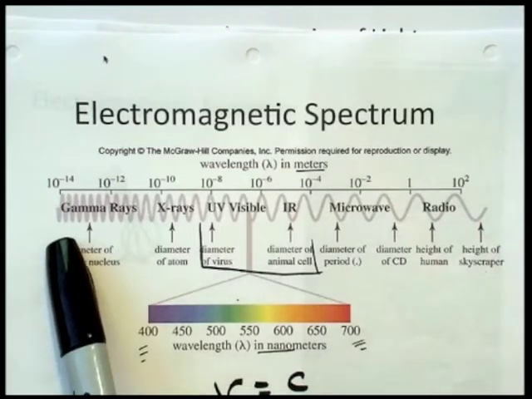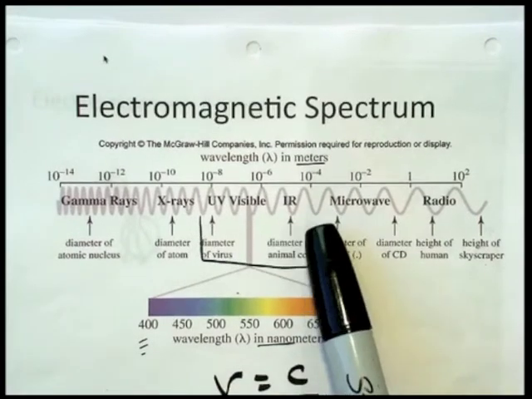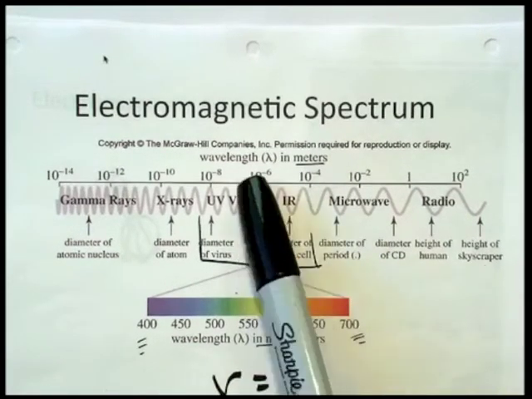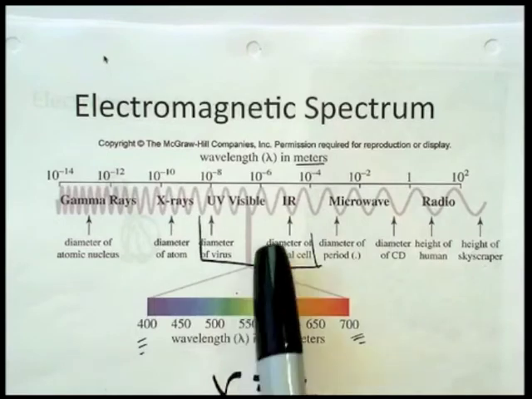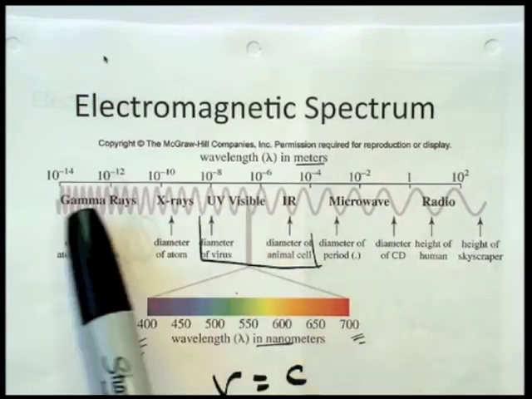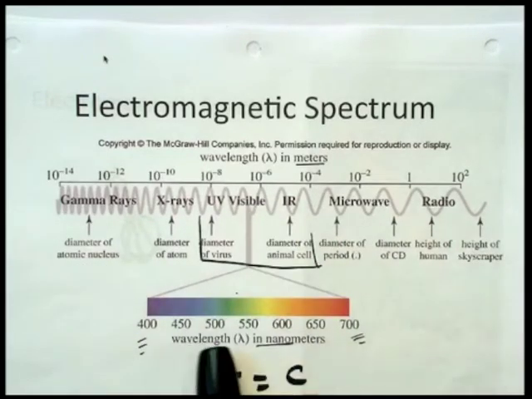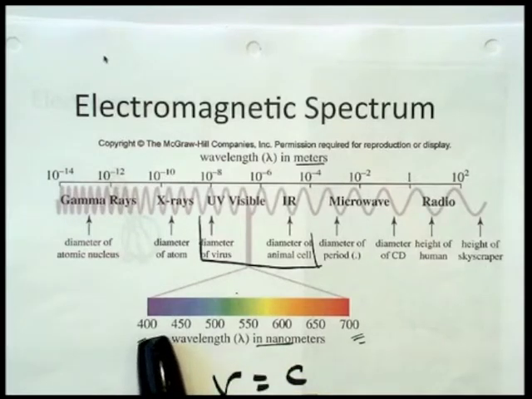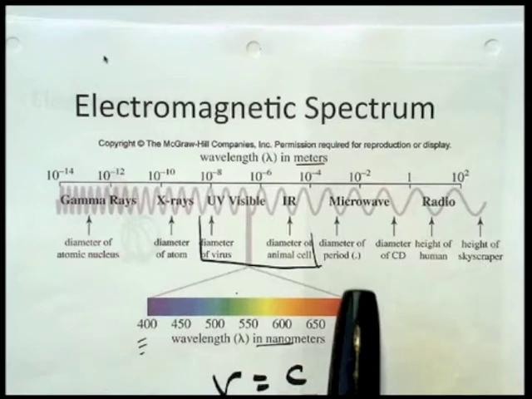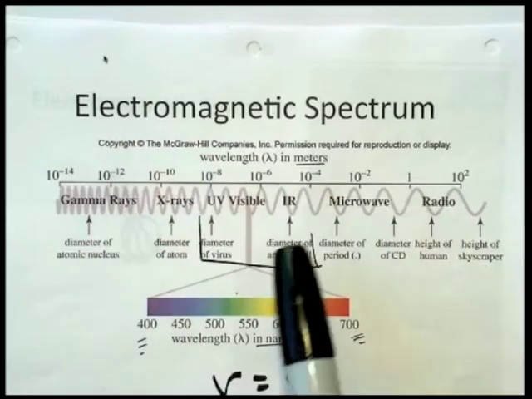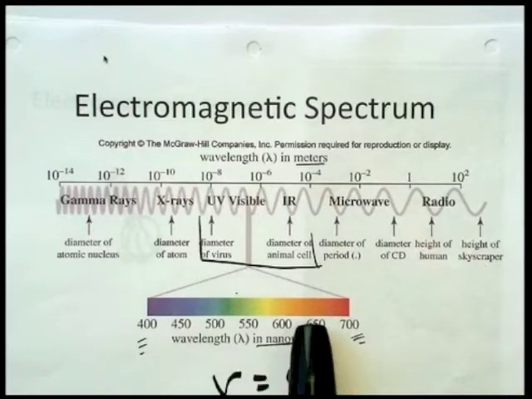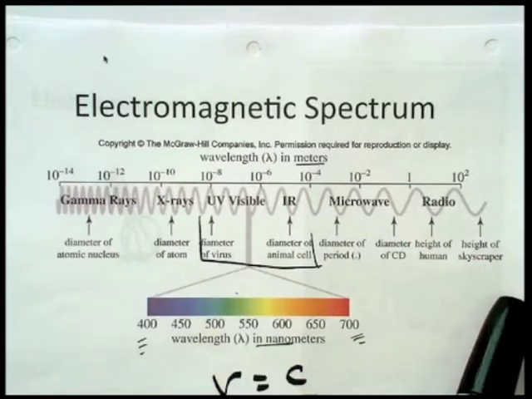Okay, and here they've broken out the visible spectrum, a very small part of this whole spectrum, and they've changed the unit to show you that visible light ranges in wavelength from 400 nanometers to 700 nanometers. So this is all in meters up here, this is nanometers down here. So it's a tiny little segment of this broad, broad spectrum.